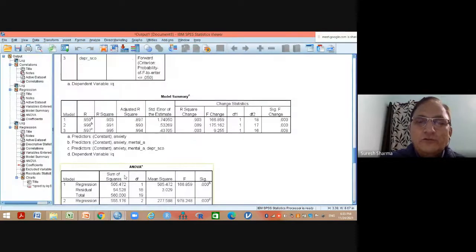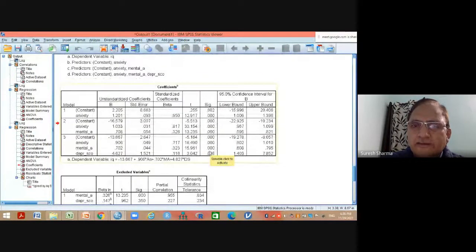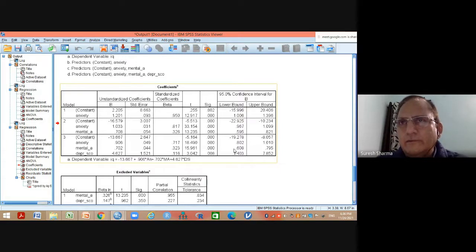Okay, sir. So 4 important points. R square has to be high. There should not be much difference between R square and adjusted R square. ANOVA table value has to be significant. All these coefficients have to be significant. If all these 4 points are okay, then your model is okay. Otherwise, if any one of them is lacking, then you should not apply this model.